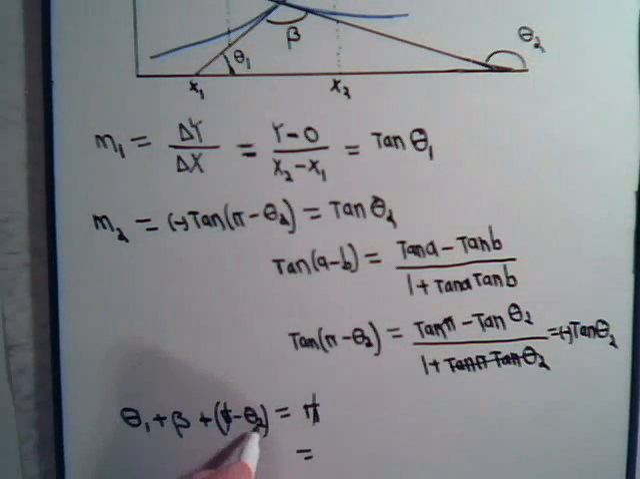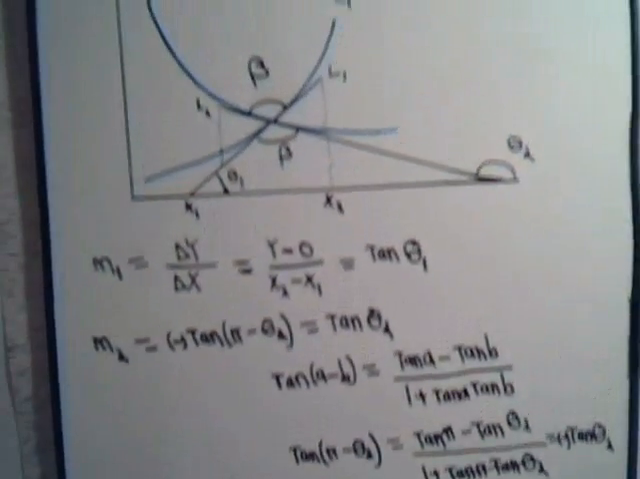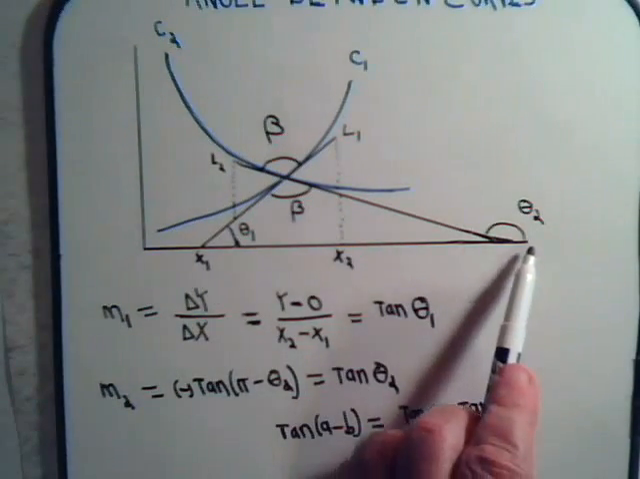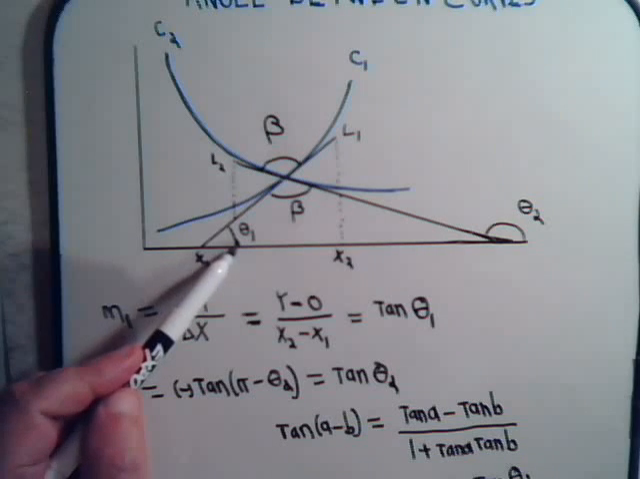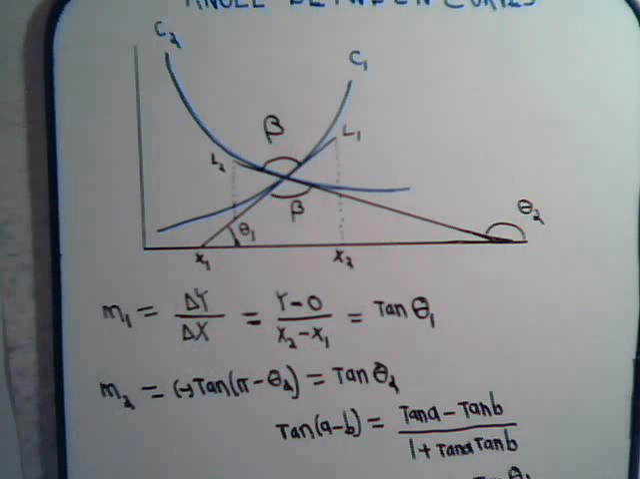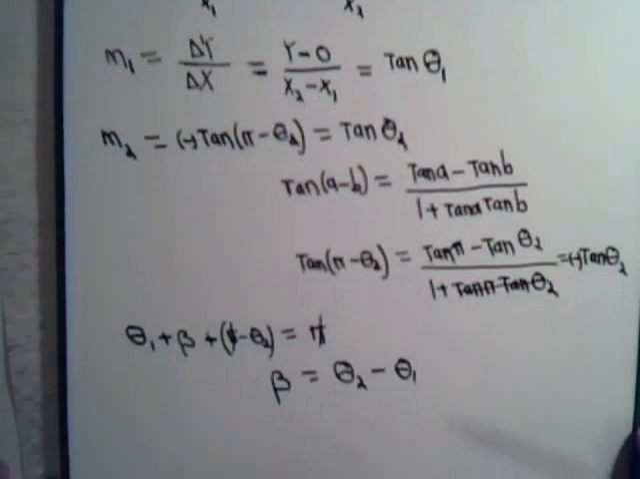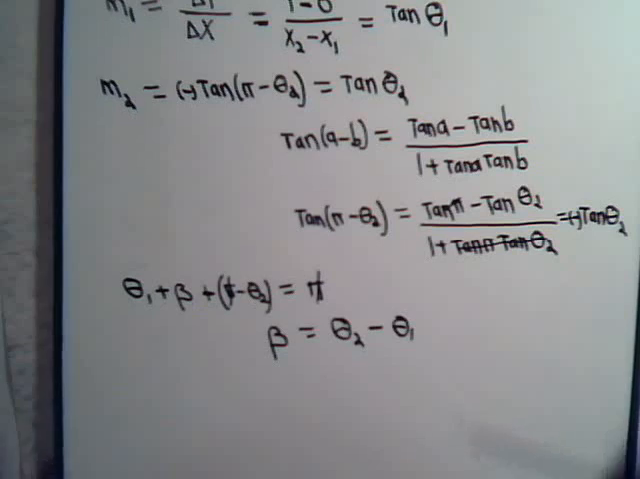We can bring that over to this side. Here we have plus theta 1. We can bring that over to this side. And we have that the intersecting angle is equal to this angle minus this angle. And that's good as far as it goes, but there's one more step that we can take with this.